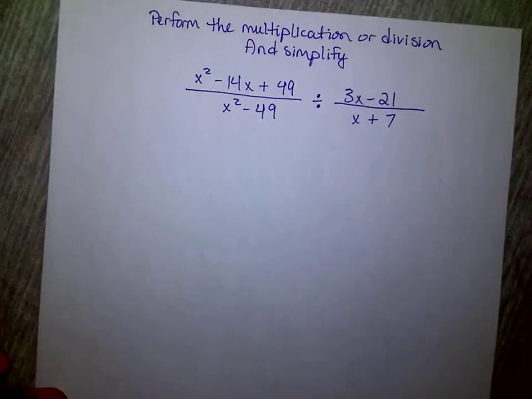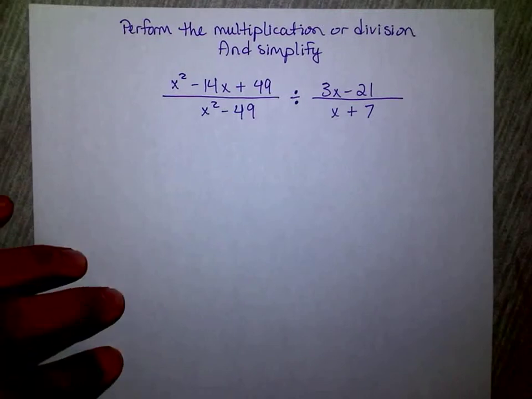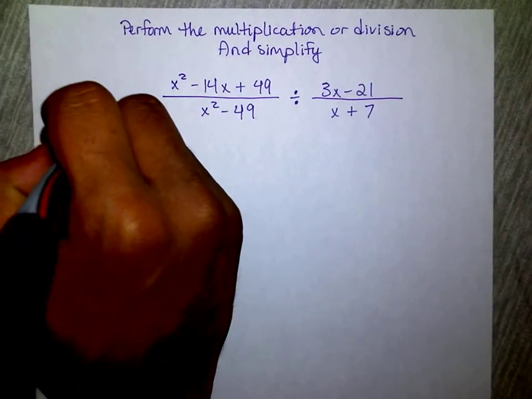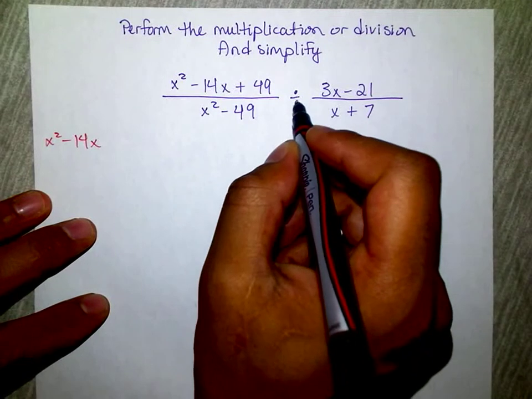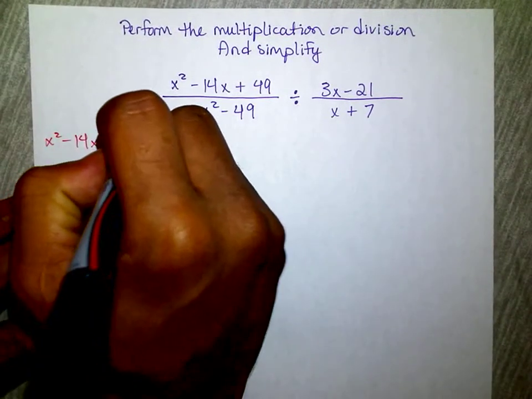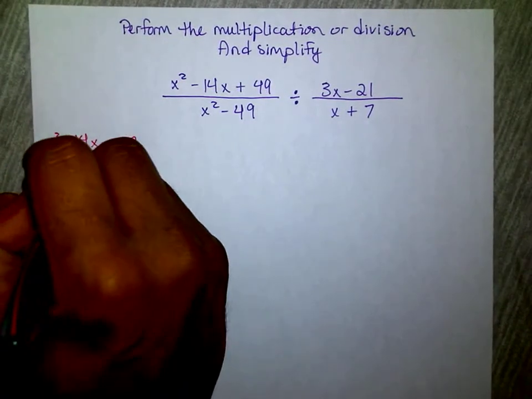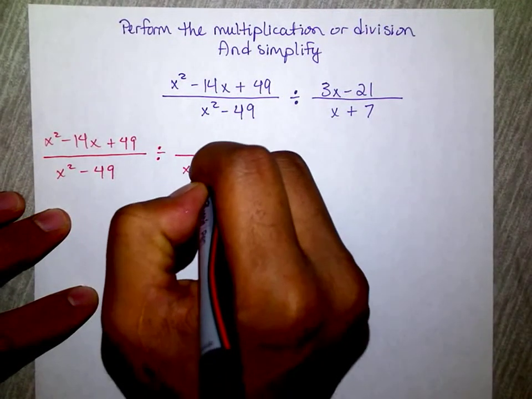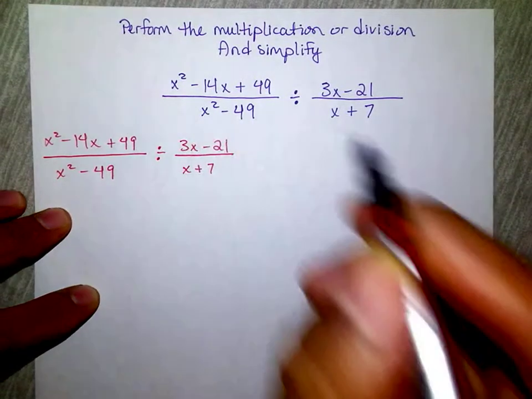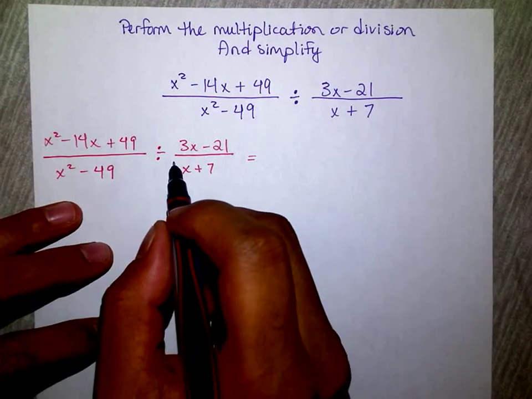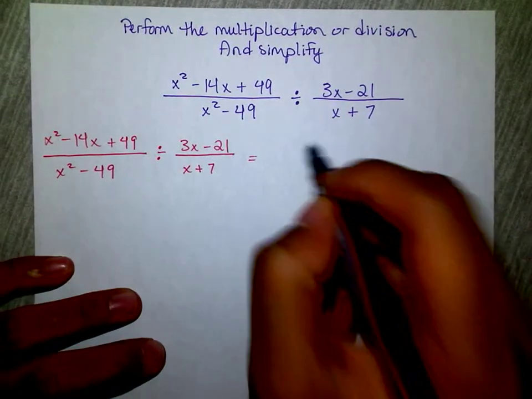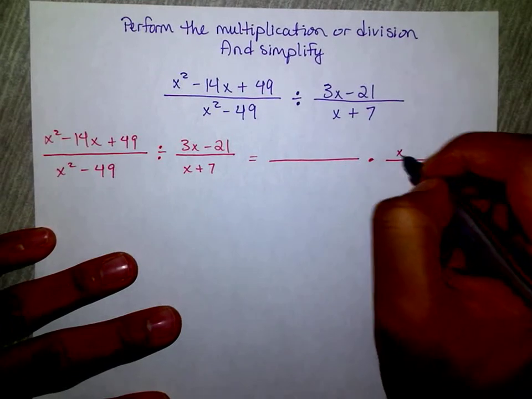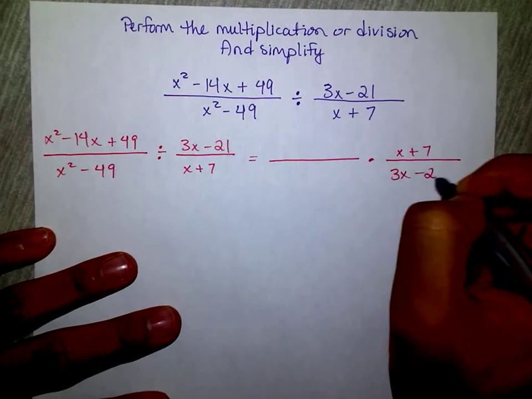Okay. Let's take a look at our last problem here. This one, now we have division. We're still going to factor everything. And now when dividing, you really rewrite division as a multiplication of the reciprocal. I'll show you exactly what I mean in one moment. What I'm going to do is rewrite this division as multiplication by the reciprocal. The reciprocal would be x plus 7 over 3x minus 21. Everything else remains the same.